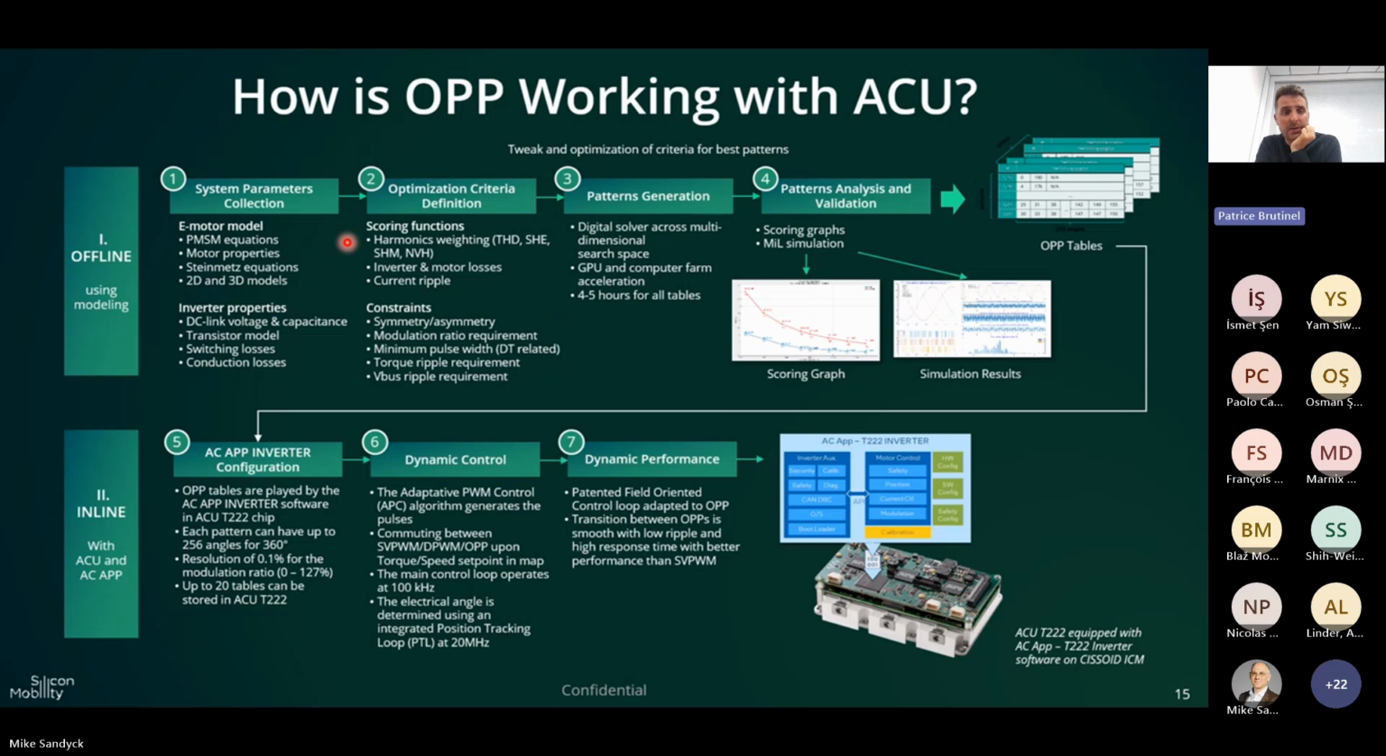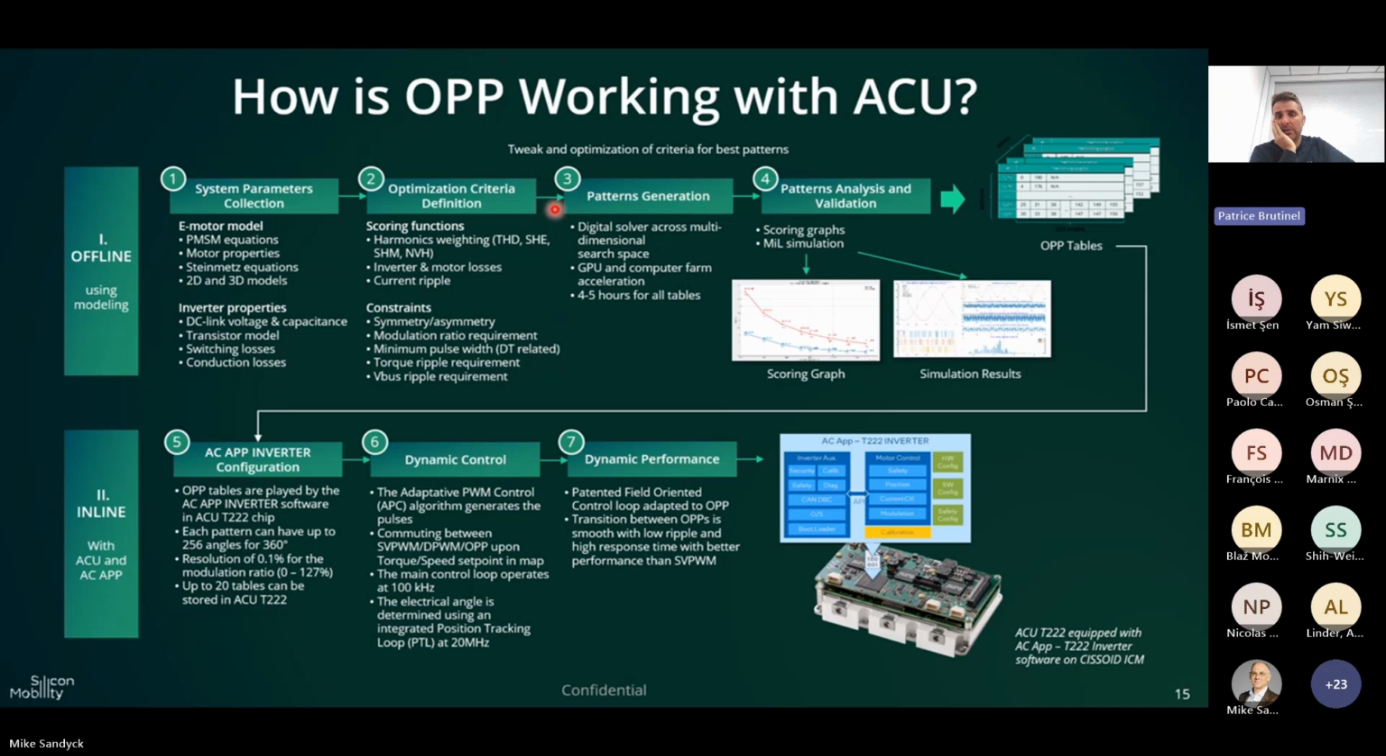So as soon as models are configured and optimization criteria are defined by the customer, our tool, the pattern generator, will start its work and will generate a complete set of patterns to cover the entire torque-speed map in a couple of hours.